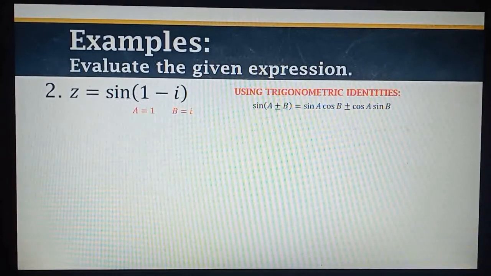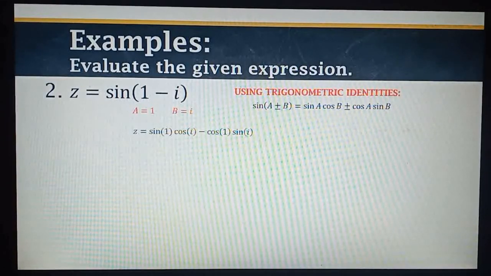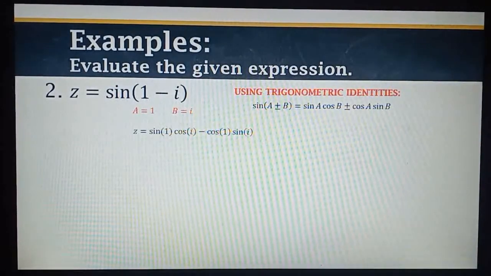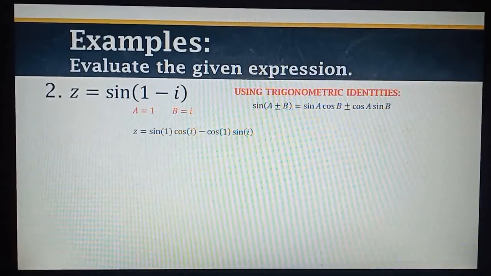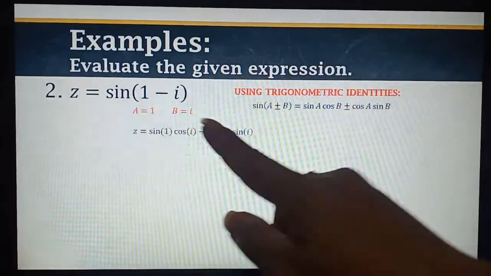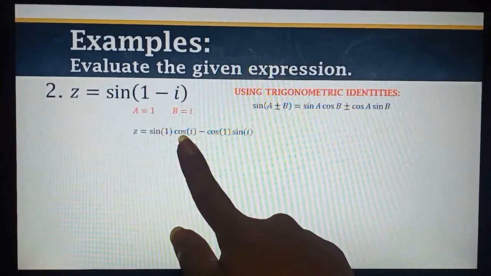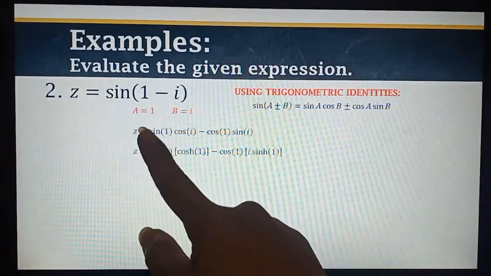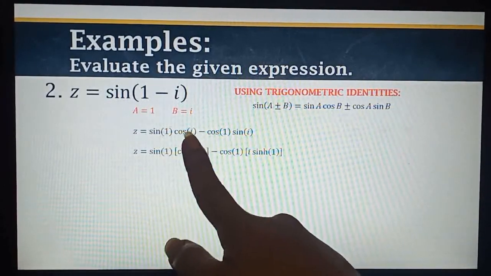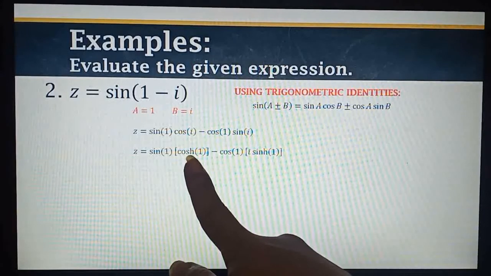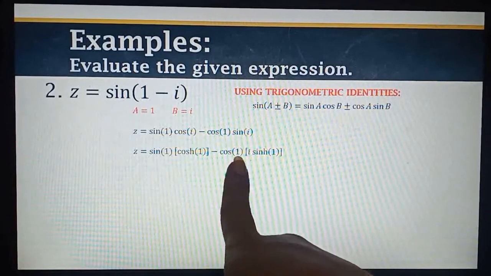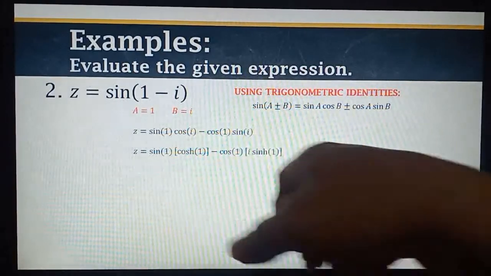So we apply the trigonometric identity now. You will now have sine of 1 cosine of i, since the middle sign is minus, so you will have cosine of 1, then sine of i. Now, these are the complex number terms, the cosine of i and the sine of i. Now we will evaluate the equation as is: sine of 1, then cosine of i is equivalent to hyperbolic cosine of 1. Then cosine of 1, then the sine of i is equivalent to i hyperbolic sine of 1.